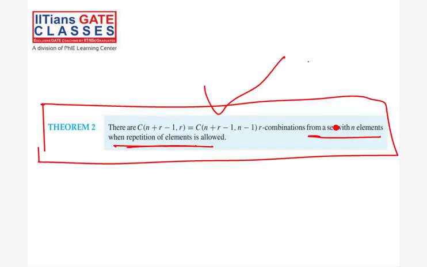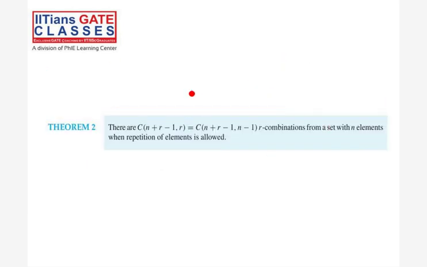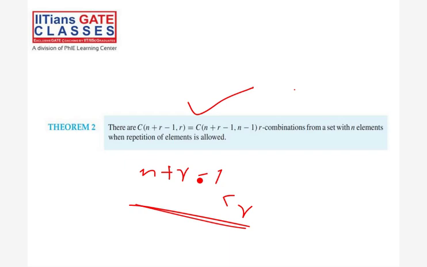So for this class, let's just take this theorem for granted. The only thing missing is how we can prove it, and I will prove it in the next class. For now we take this for granted: whenever you have a set of n elements and you want to make an r combination, the number of ways is n plus r minus 1 C r. This is the formula for making an r combination when repetition is allowed.